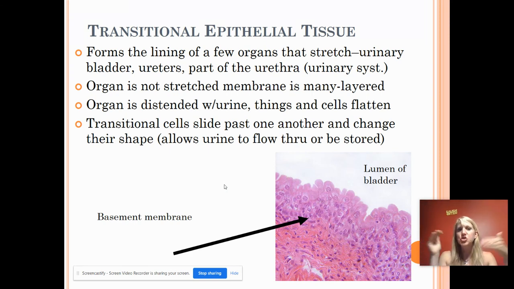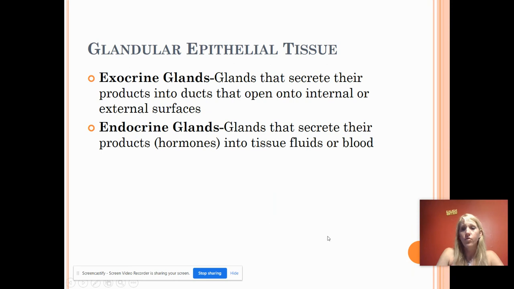So the organ isn't stretched. There's just lots and lots of cells that allow them to basically get bigger like this. The space between them gets smaller, and then they flatten. They slide past each other. Again, basement membrane right here. Lumen of the bladder. All right, that's it.